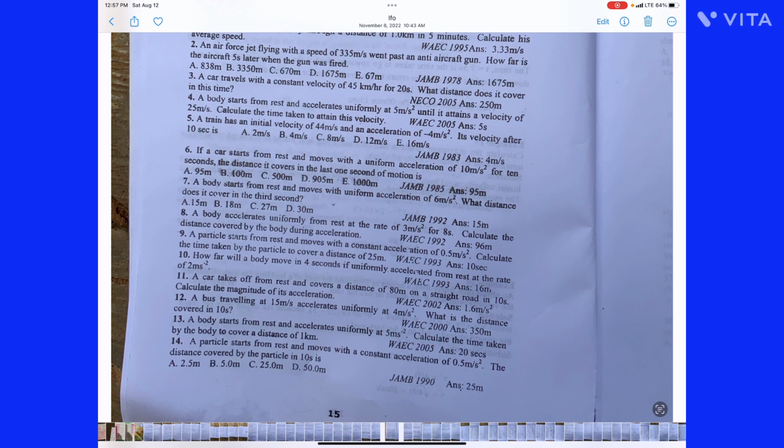Question 9 says, a particle starts from rest. We'll do it up to number 10 this time and take the next part in the next video.